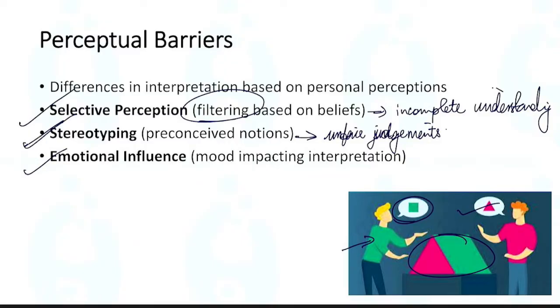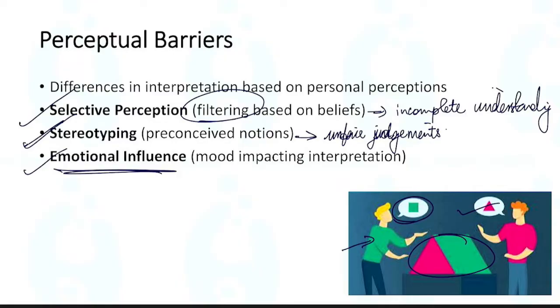Then emotional influences. For example, if someone is angry or stressed about a certain situation and they are asked to comment on the same situation, they won't have a neutral opinion. That emotional state, the state of being angry or stressed, will immensely influence their interpretation. So emotional influence can again influence the color of perception of a message. Fine.